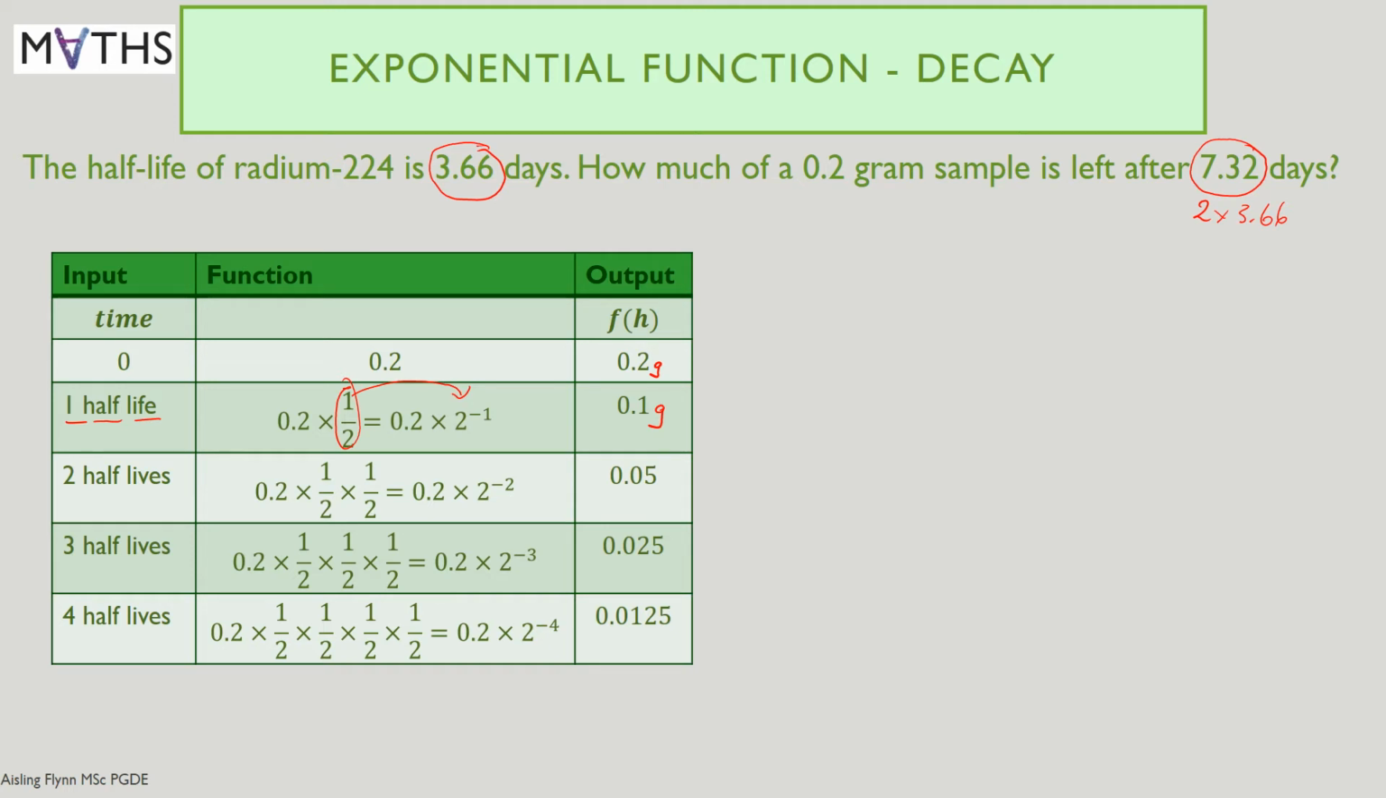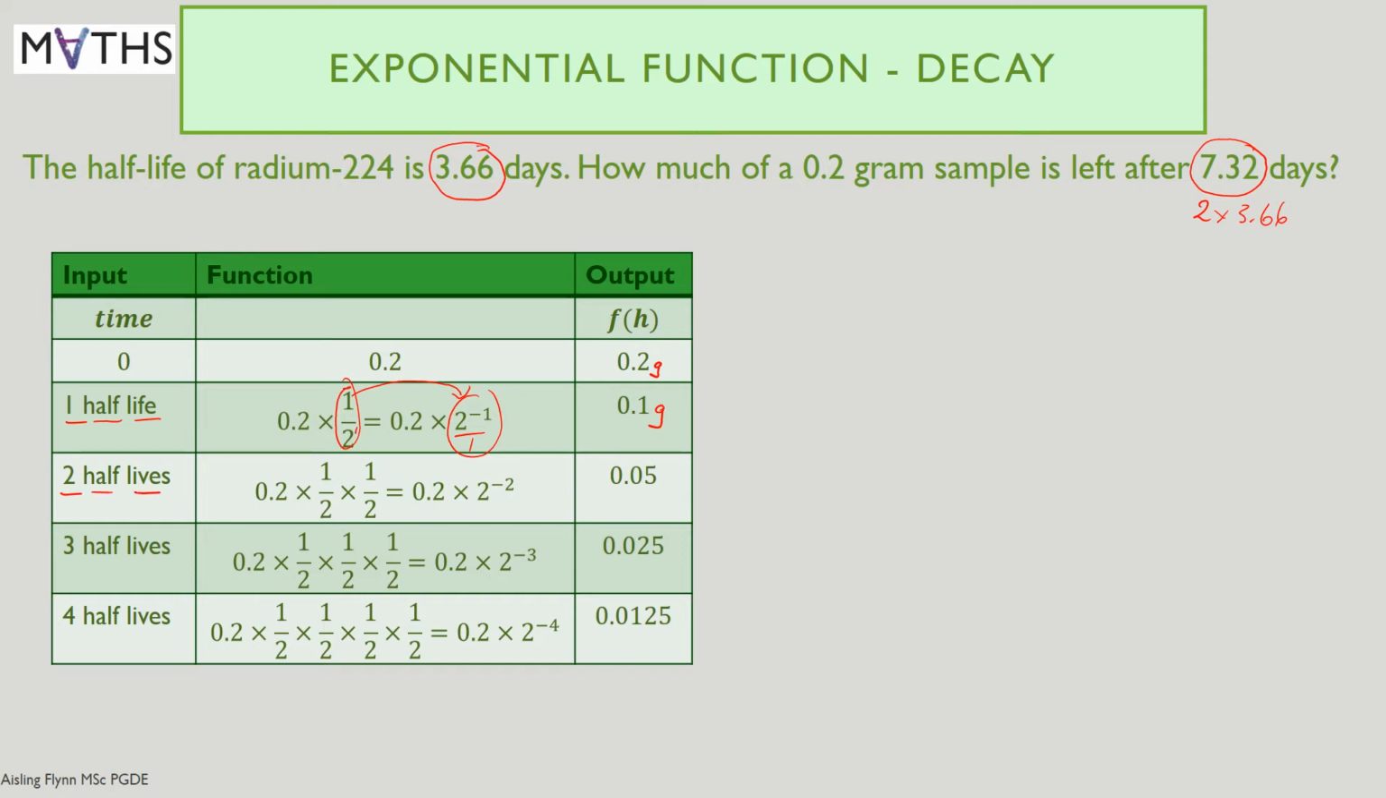So 1 half, so 1 over 2 to the power of plus 1 is the same as 2 to the power of minus 1 over 1. Okay, 2 to the power of minus 1. It means you divide by the 2 one time. Okay, so after 1 half-life we have 0.1 grams.